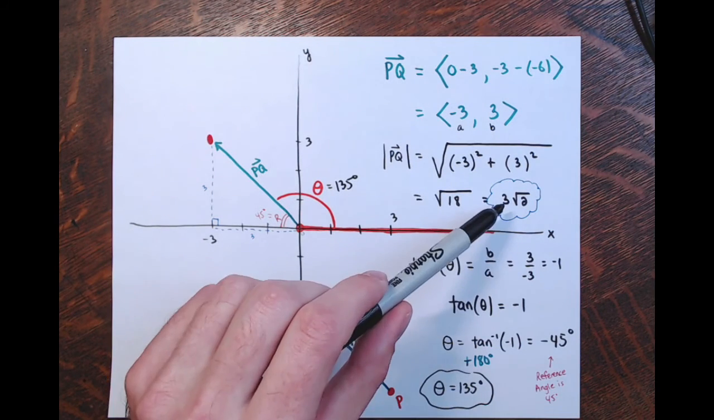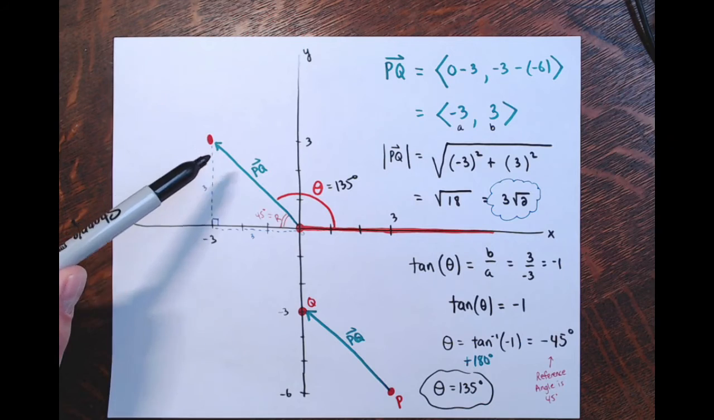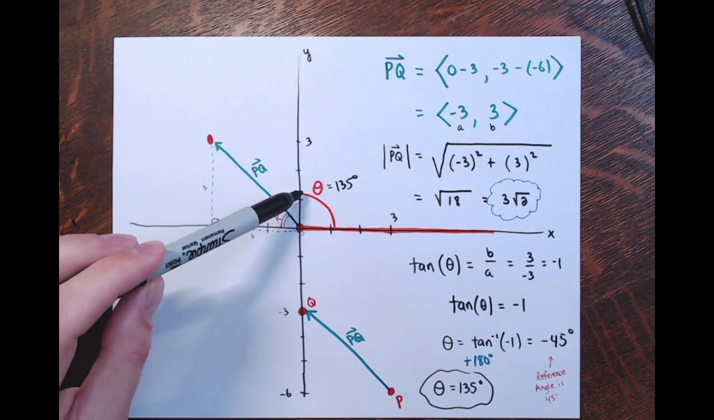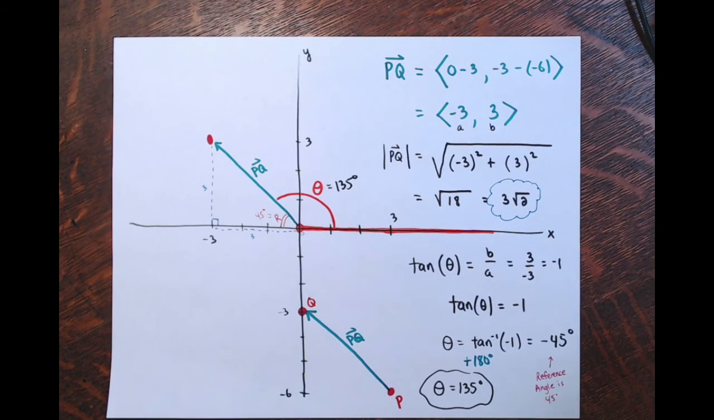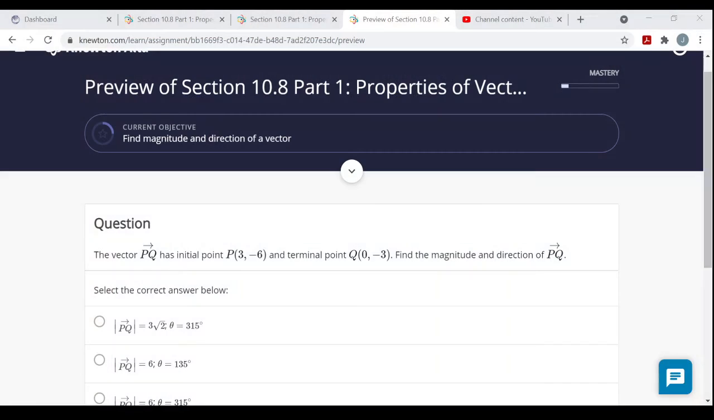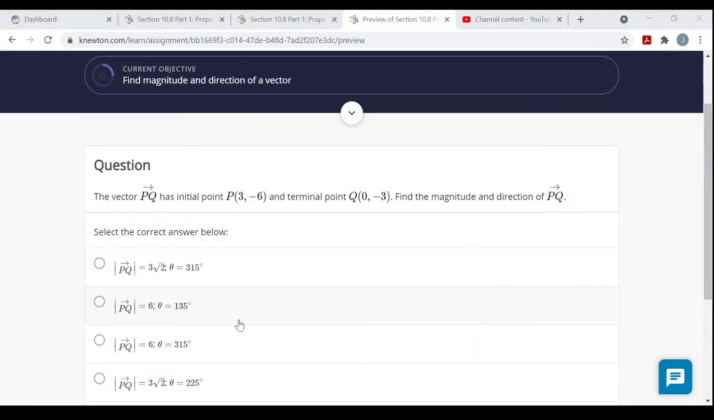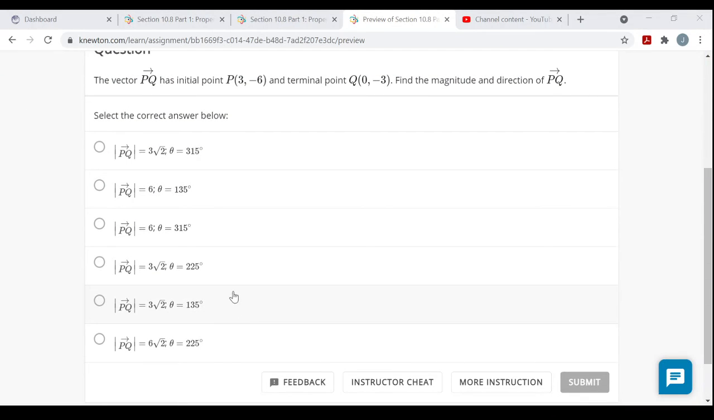So it's 3 times the square root of 2 units long, and it's 135 degrees off, counterclockwise from the positive x-axis. And that's what we'll enter. Looks like this option here.